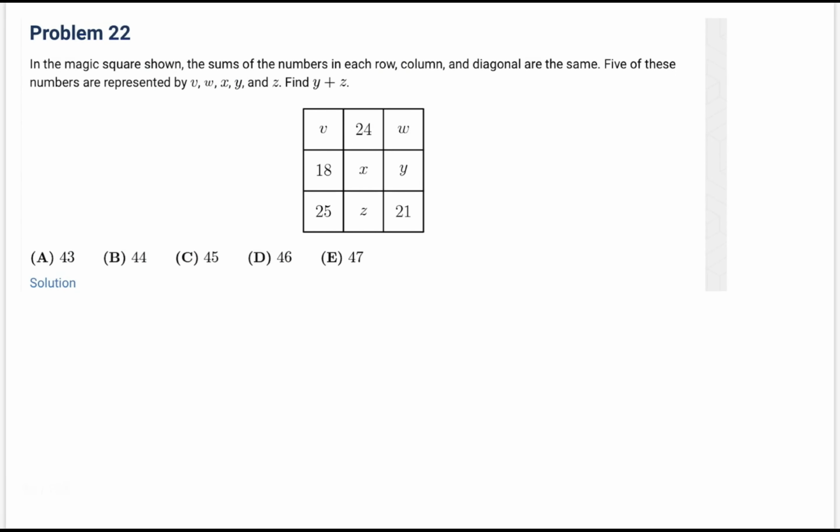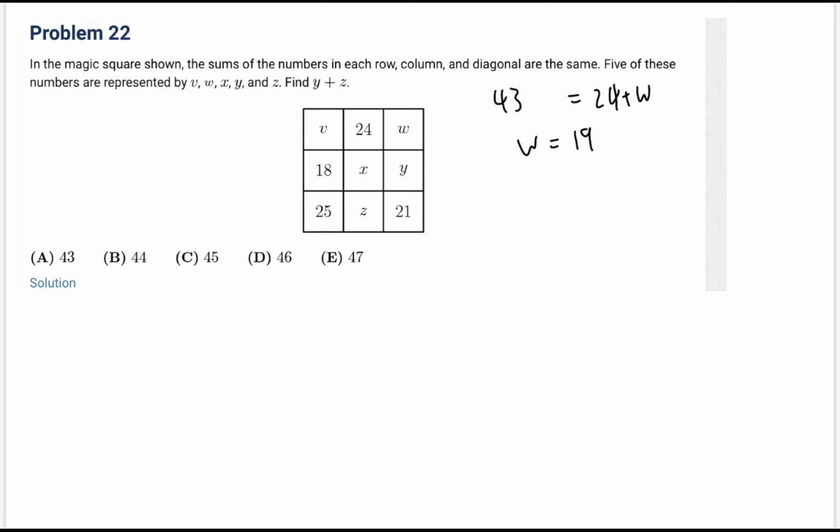Problem number 22. In the magic square shown, the sums of the numbers in each row, column, and diagonal are the same. So we can say that these two and these two are the same because these two plus v equals these two plus v. Let's just write it. 18 plus 25 is 43 plus v. This is 24 plus w plus v. If we take out the v from both sides, then it's 43 equals 24 plus w. So w equals 43 minus 24, so it's 19.